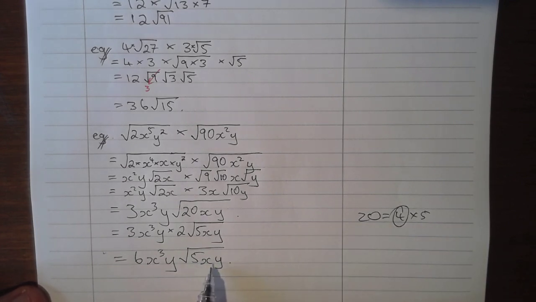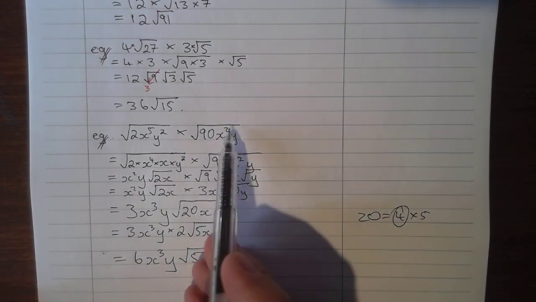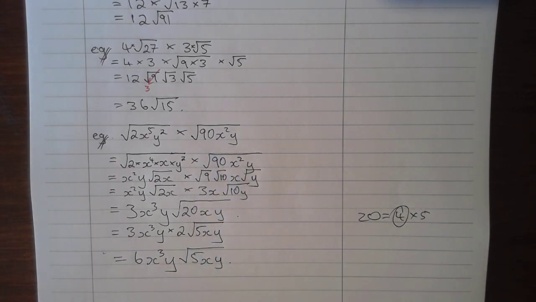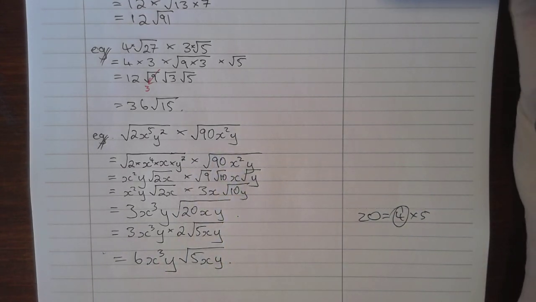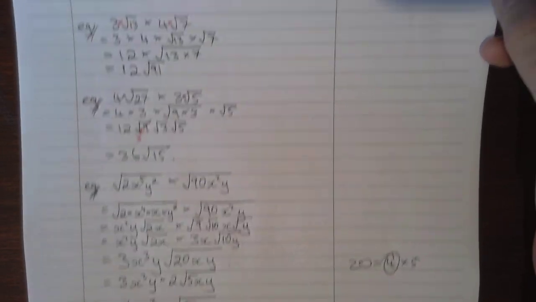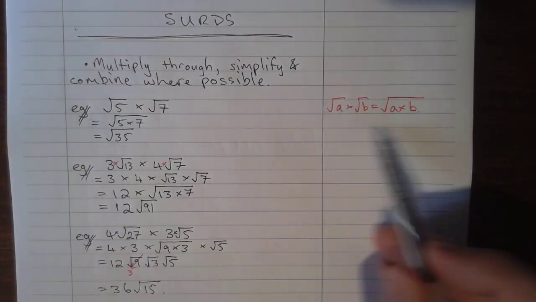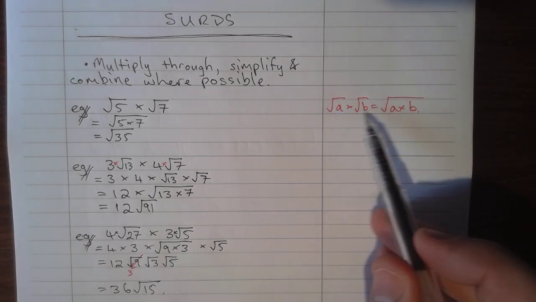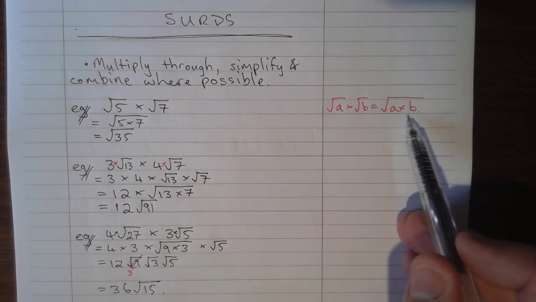Nothing else I can do with that surd, that's in its simplest form. Everything's combined out the front here, and there we have our simplest form for that multiplied expression up the top there. So that's multiplying surds, multiplying throughout, and simplifying and combining things where possible, always remembering to simplify those surds if you can, and using this little rule right here. The square root of a times the square root of b is the square root of a times b.